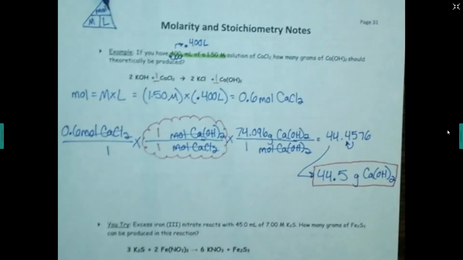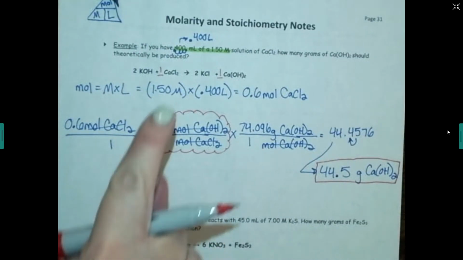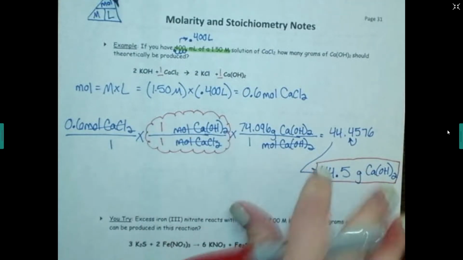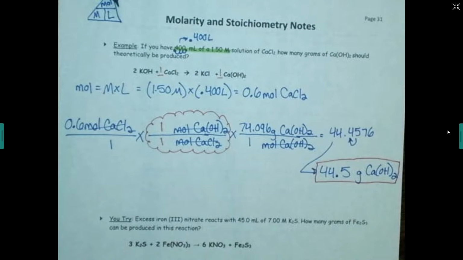Okay, so it's not really anything new, it's just taking what we learned about molarity and what we know about stoichiometry and combining them into one problem, okay? So our next problem here is a U-try. So I'm going to have you try it. It's similar to the one we just did.